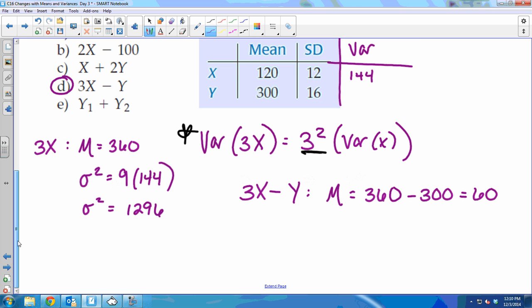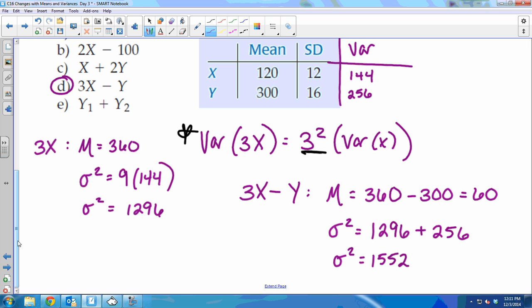All right, so for this standard deviation part, I need to find the variance first. It says minus, but that doesn't mean anything because we're still going to add. So I'm going to take the variance of 3x, which is 1,296, and I'm going to add the variance of y, which is what, 256? So I'm going to add those together. What's that? That sounds good.